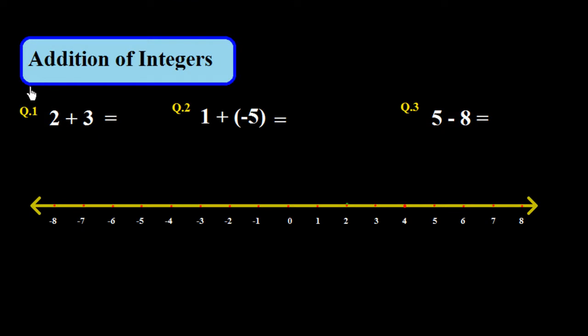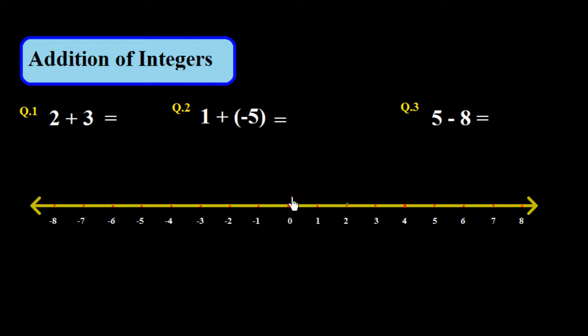Friends, now I tell you about the addition of integers with the help of a number line. So first of all we have to draw a number line. Look at here, this is our number line. We have to put down the integers at the same intervals. On the right side of 0 we put the positive integers 1, 2, 3, 4, 5, 6, 7, 8 and so on. On the left side we write the negative integers: minus 1, minus 2, minus 3, minus 4, minus 5, minus 6, minus 7, minus 8 and so on.